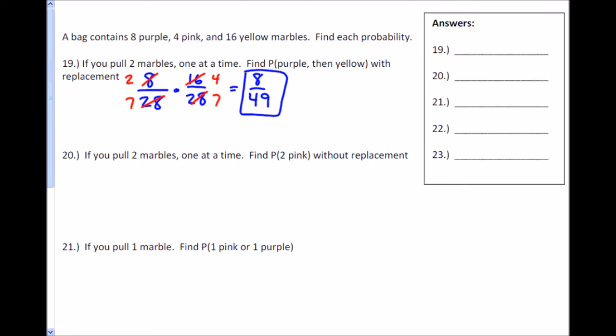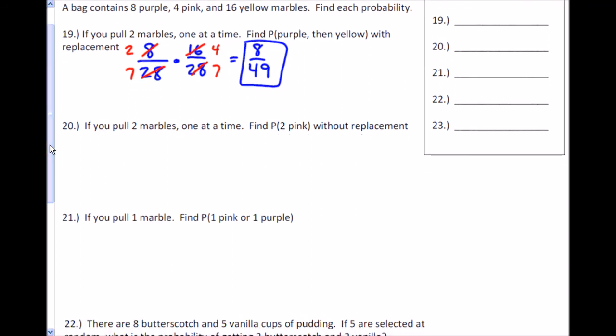In number 20, 2 marbles are once again being pulled, but this time it's without replacement, and I want 2 pink.